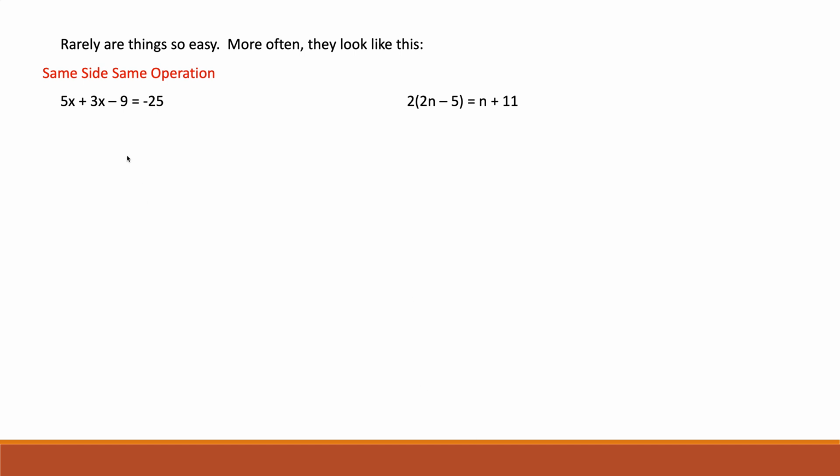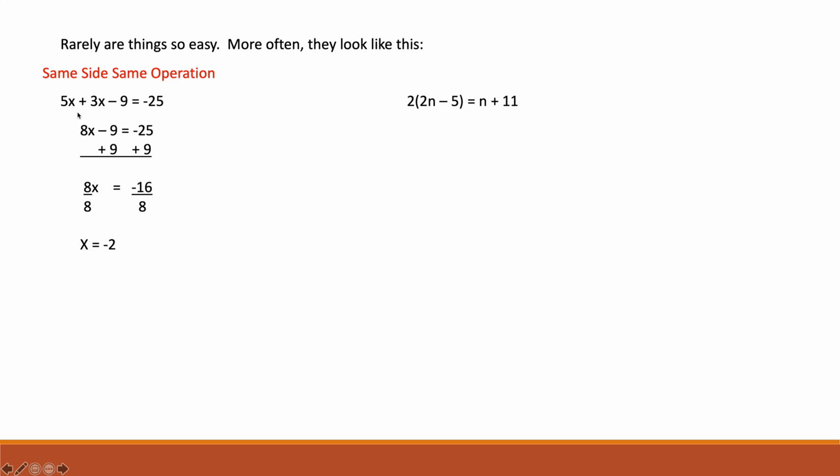If you take a look at this, the 5x and the 3x are on the same exact side of the equal sign. Whenever they're on the same side, you're going to do that same operation. And in this problem, that same operation is the add here. So what is 5x plus 3x? That is 8x. And that changes things to a simple two-step equation.